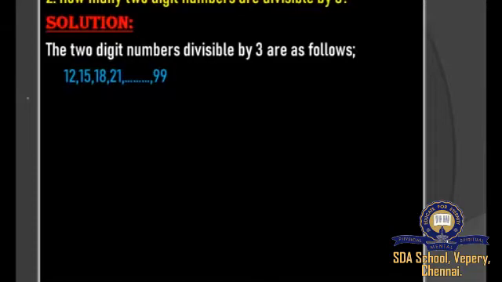So check whether 12 is divisible by 3. Yes. So the given sequence starts from 12, right? Obviously the next term 14 is not divisible by 3, then 15. So if you keep on doing this, it will end up with 99. If you go for the next term, it will become a 3-digit number. So these are all the 2-digit numbers which are divisible by 3.